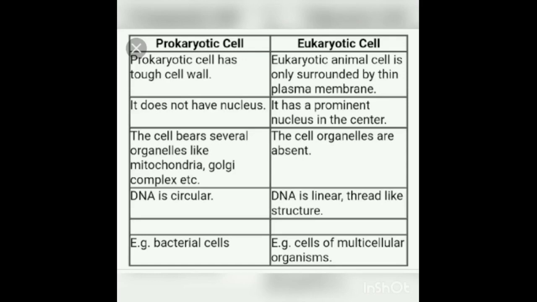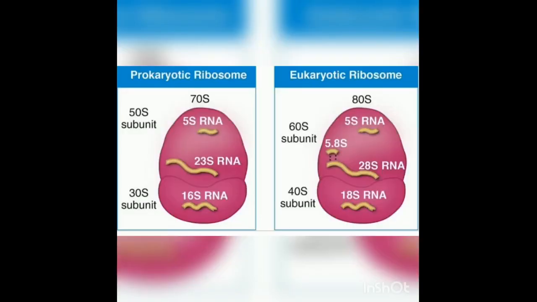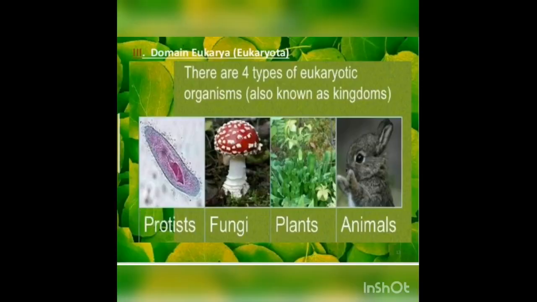In bacteria the DNA is a circular chromosome. In eukarya the DNA is a linear chromosome. They do not have histones in bacteria, but in eukarya they have histone proteins. The ribosome of eukarya is 80S type, whereas in bacteria it is 70S type. Organisms in this domain are classified under kingdoms, namely Protista, fungi, plantae and animalia.